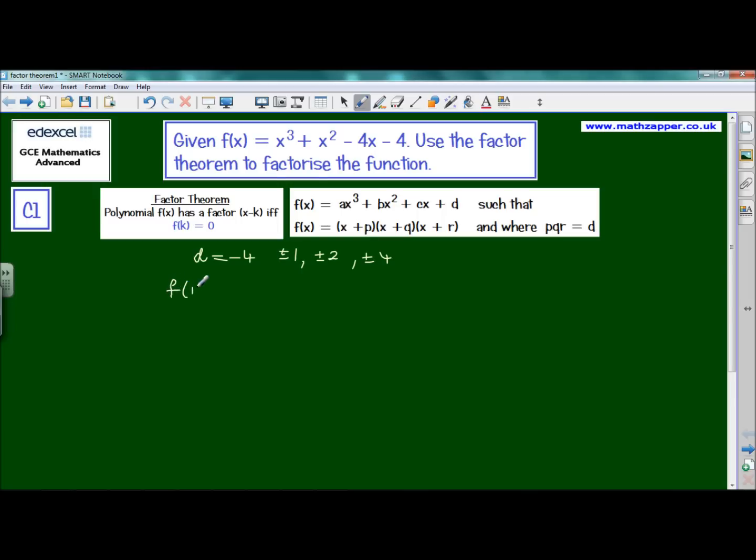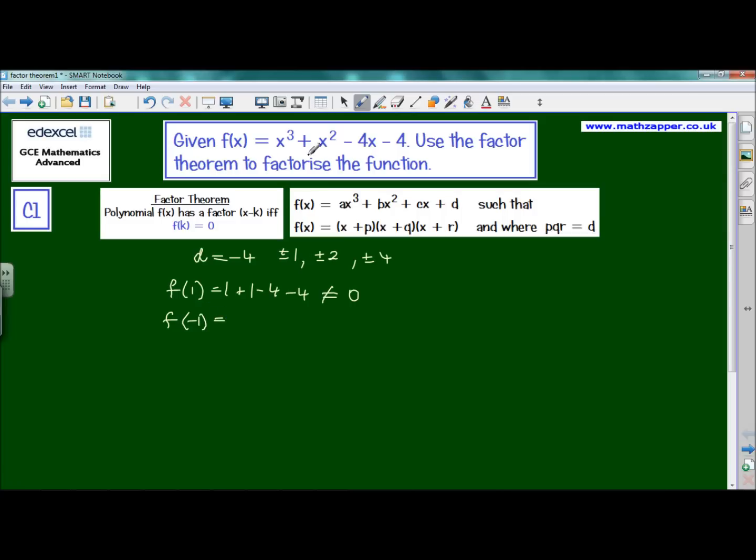Putting 1 into the polynomial gives us 1 cubed is equal to 1, plus 1 squared is equal to plus 1, minus 4 times 1 is minus 4, and then just minus 4 at the end, and that does not equal 0, that equals minus 6. So that is not going to help us to find one of the factors. So we'll now try the other possibility, which is f of minus 1.